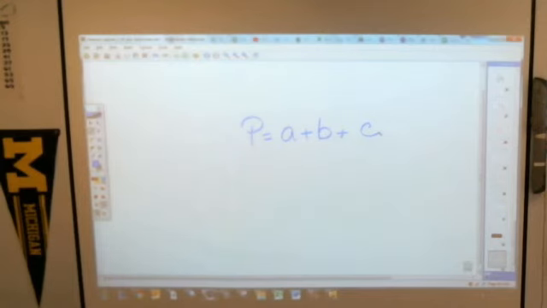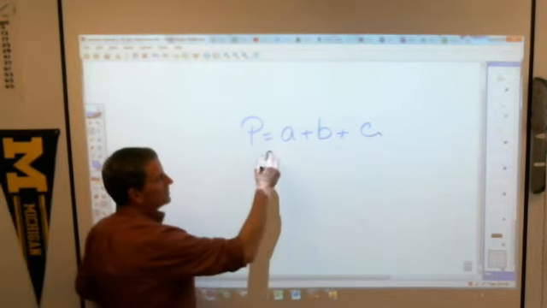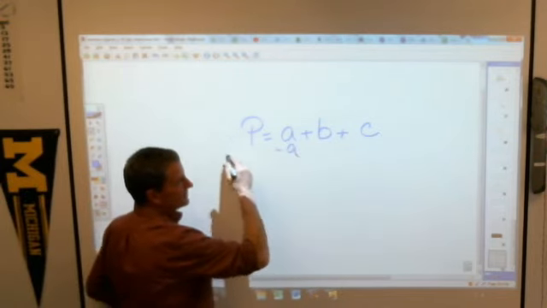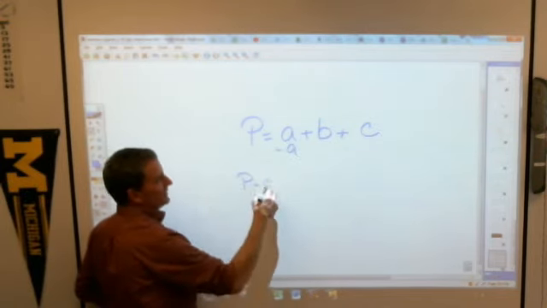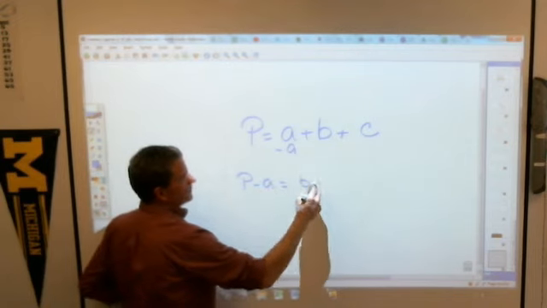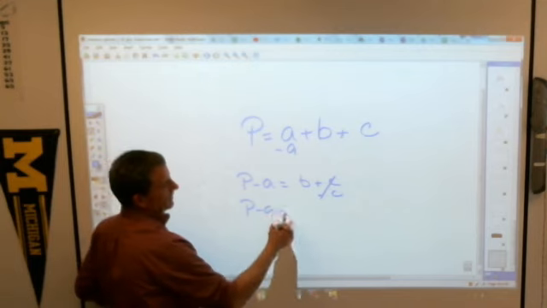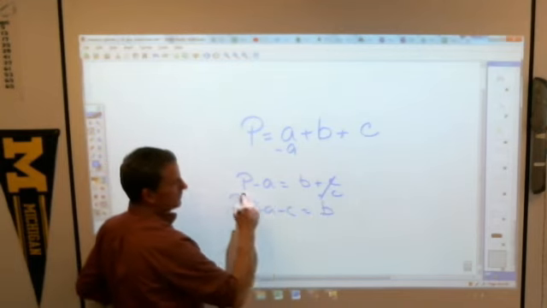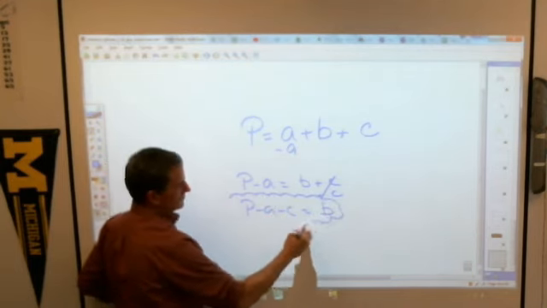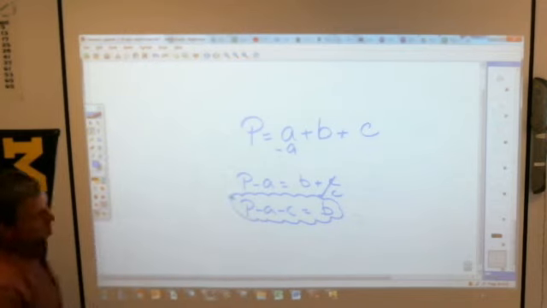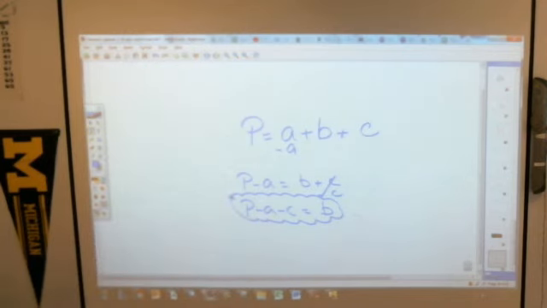b equals P minus c minus a. That's all you're doing. All you're doing is subtracting this to the other side. So now you have P minus a equals b plus c, and then you subtract the c as well. P minus a minus c equals b. Anybody else get that? All you're doing is that. The fundamental rules are simple in all this. You just do the opposite.